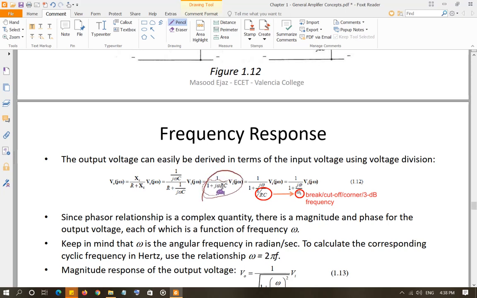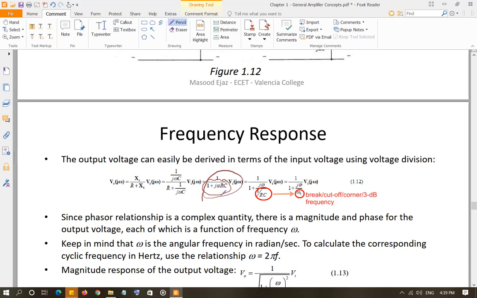And most of the time it is written in the form of 1 over 1 plus j omega over omega naught, or omega B, or omega C, whatever you want to call it, where omega B, omega C, omega naught, whatever you're calling it, is the cutoff frequency or the break frequency or the corner frequency, also called 3 decibel frequency. So anytime a circuit is given to you, and these are the first order circuit, because first order means that there is only one reactive component and in the time domain the equation of the circuit can be given with the first order differential equation.